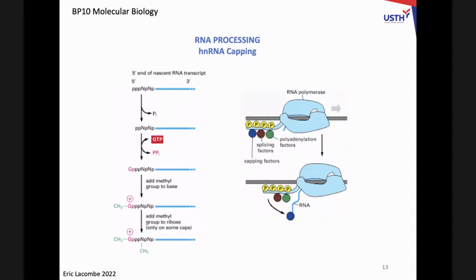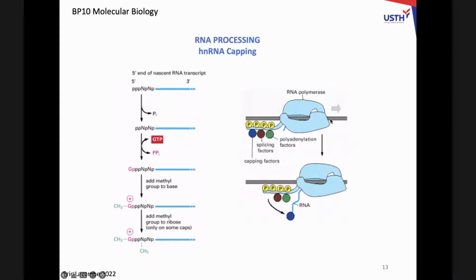The function of this cap is mainly to stabilize RNA during the export into the cytosol before being translated. They can also be involved in regulation of translation, but it's a little bit more complicated. So what I wanted to show you is not the cap directly, because the cap is just a chemical modification at the 5' end of the messenger, but what's happening in the context of the RNA polymerase complex.